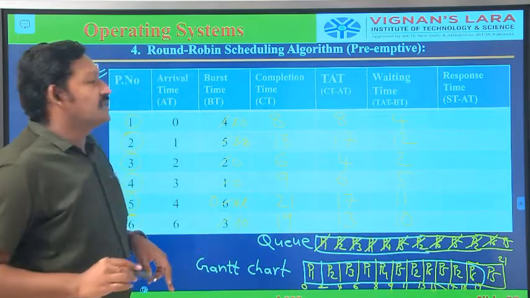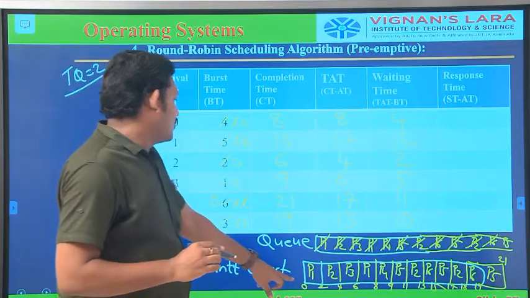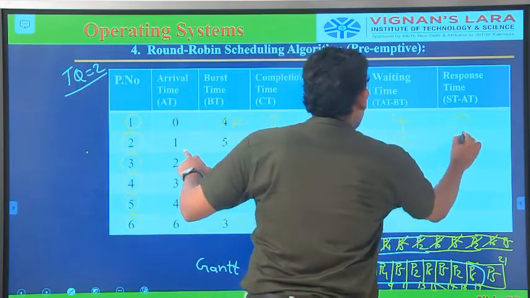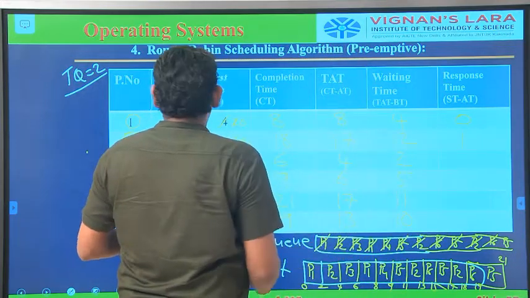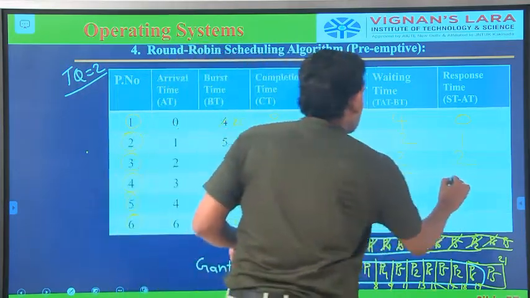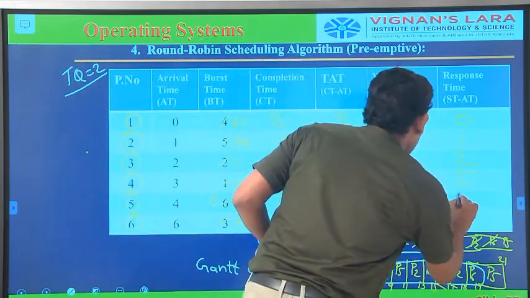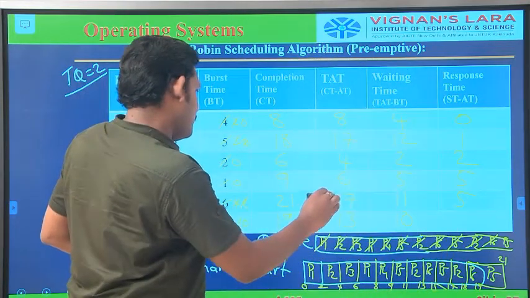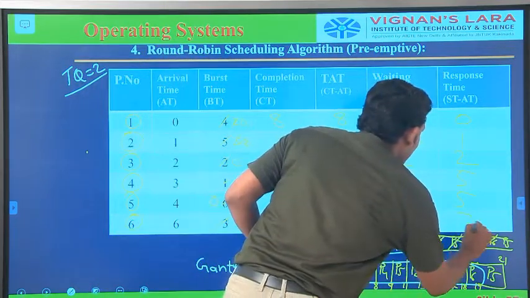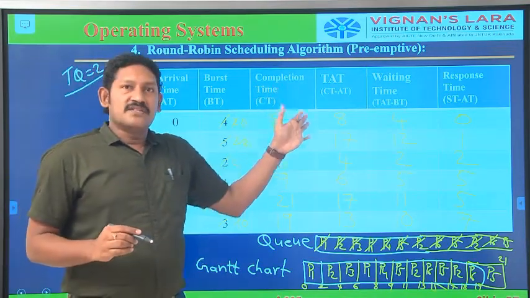Then the response time is the difference between start time and arrival time. P1 started at 0, arrival time is 0. 0 minus 0, 0. P2, 2 minus 1, 1. P3, 4 minus 2, 2. P4, 8 minus 3, 5. P5, 9 minus 4, 5. P6, it is 13 minus 6. It is 7.